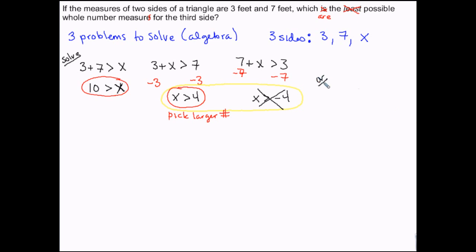Or if you want to write it more formally, 4 is going to be less than x, which is going to be less than 10. So x has to be between 4 and 10, because it's less than 10 or it's greater than 4. So any number 4.1 to 9.9 will work, anything in between. That's the range of possibilities.